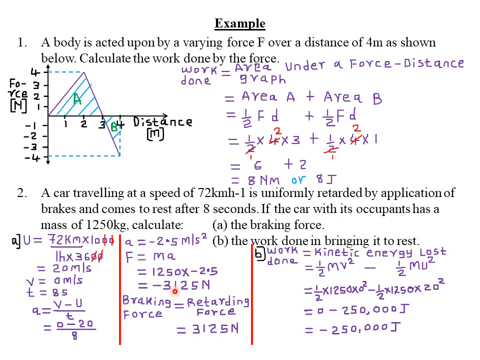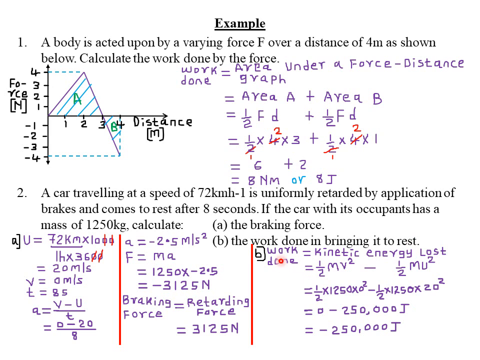So the braking force is equal to the retarding force, which is equal to 3,125 Newton. The negative is just to show that the force is being applied in the negative direction, or in the opposite direction, or to show that the force is a retarding force or a braking force. Therefore, our braking force will be 3,125 Newton. Then part B, we are required to find the work done in bringing it to rest.